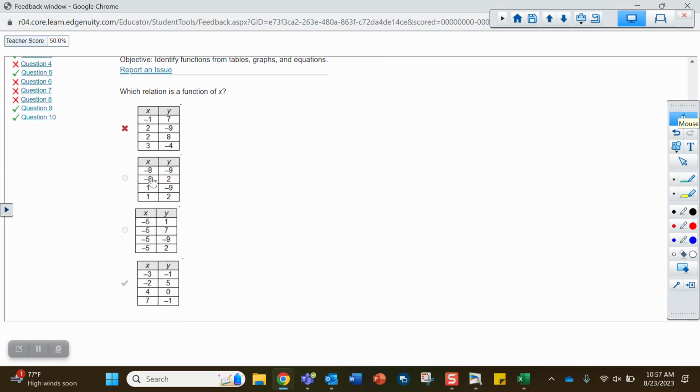In the next table, we have two -8's and two 1's, so that one doesn't work. In this one we have all -5's. That one doesn't work. The only one that works is that last table because none of the x's repeat.